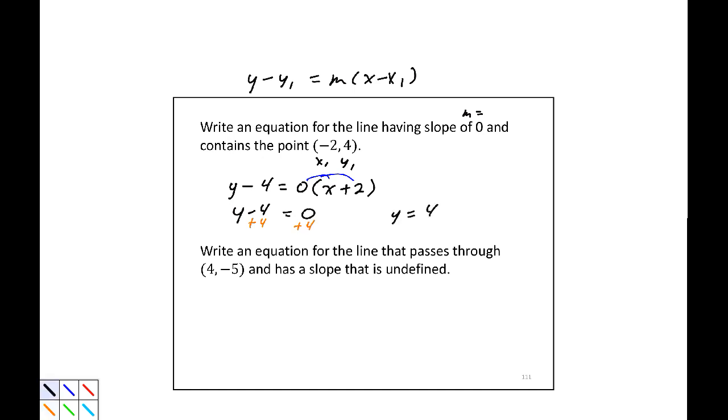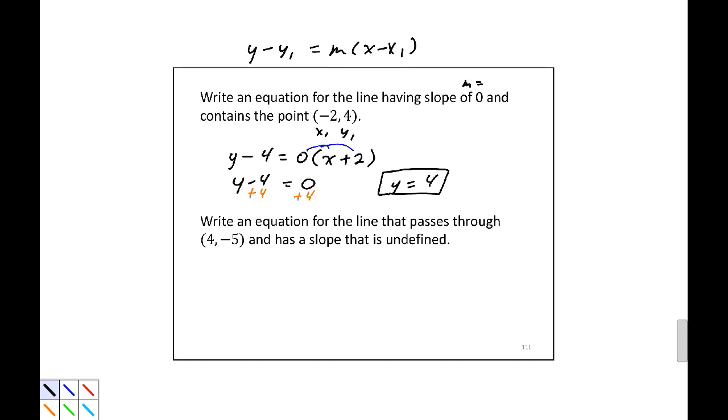y equals 4. Well, if I had noticed that a slope of 0 always corresponds with y equals a constant, a constant function, then I could have saved myself a little bit of time. So let's see if we can do that on this next one, because it says the slope is undefined. I know that means it's going to be x equals something, right? Well, my x value here is 4, so every point on this line should have an x value of 4.